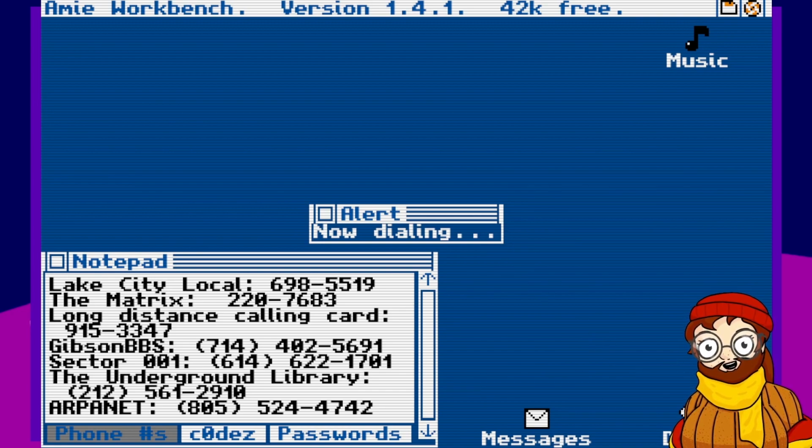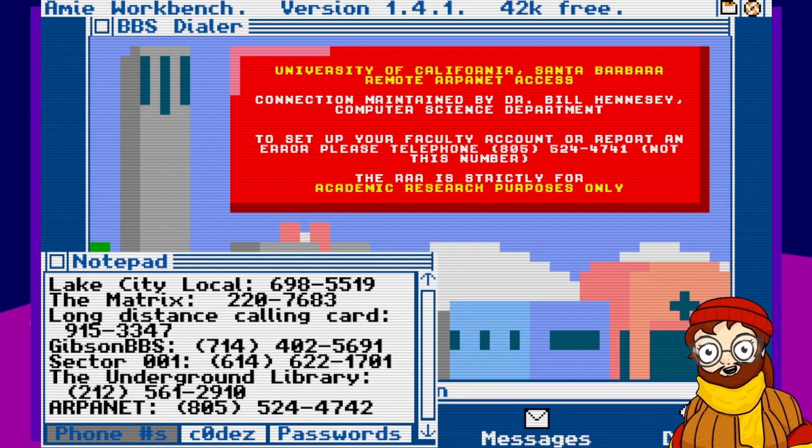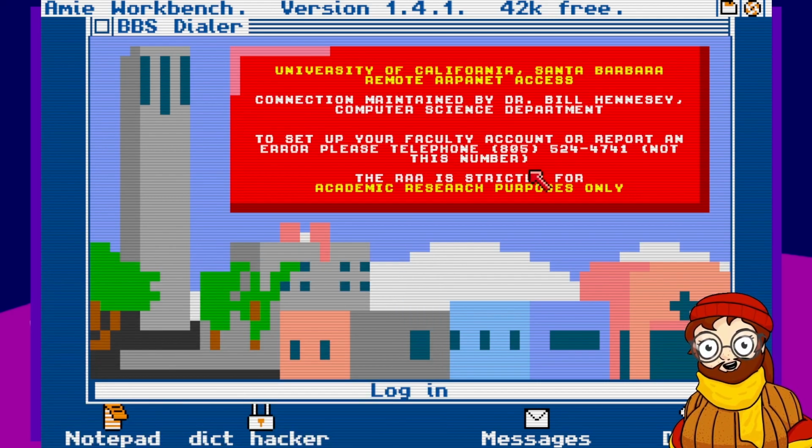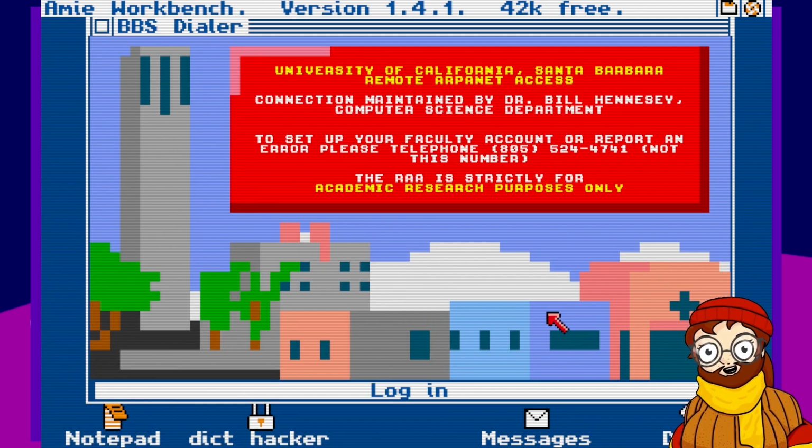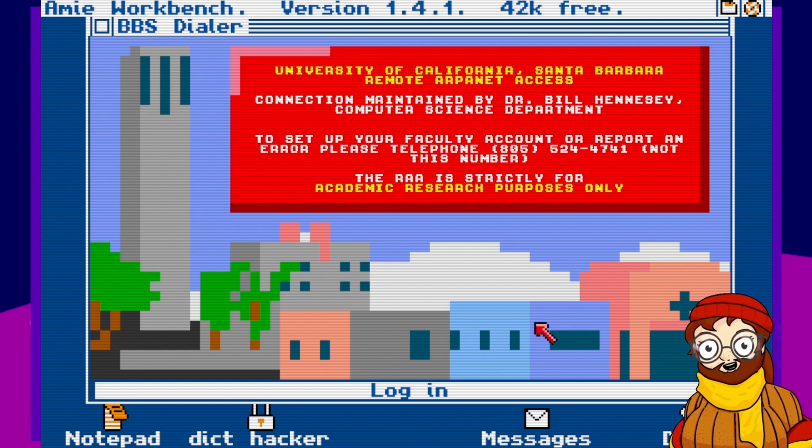And what did we learn? We gotta message the AI directly or they won't respond. Okay. University of California, Santa Barbara, remote ARPANET access. Connection maintained by Dr. Bill Hennessy, Computer Science Department. To set up your faculty account or report an error, please telephone 805-524-4741, not this number. The AAA is strictly for academic research purposes only.